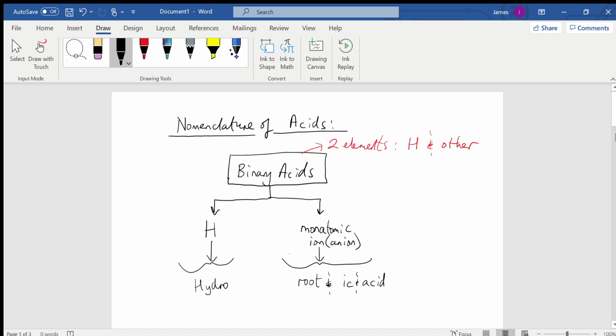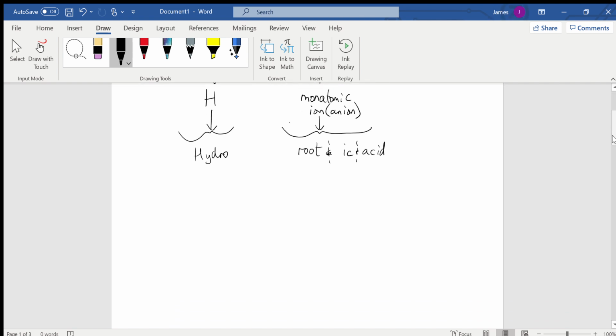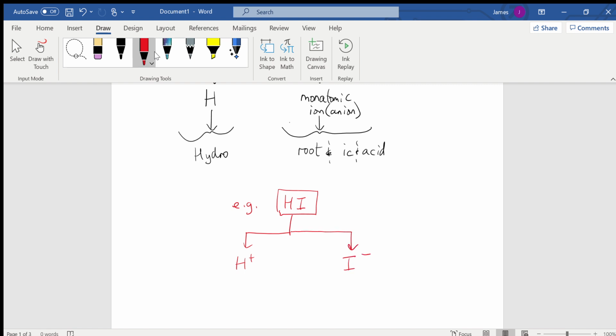Okay, so let's see an example of that. Let's look at HI. That's our binary acid. Let's have it right in the middle so I don't run out of space. So we've got H plus, and we've got I minus, that's our monatomic anion.